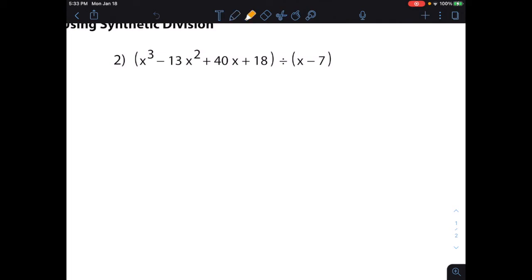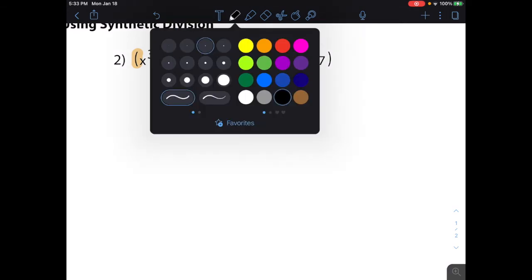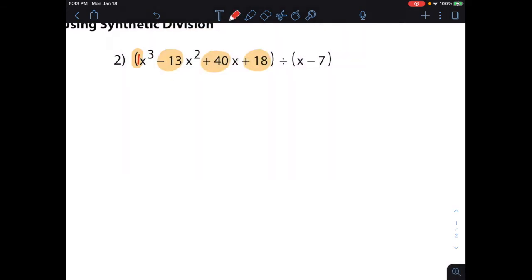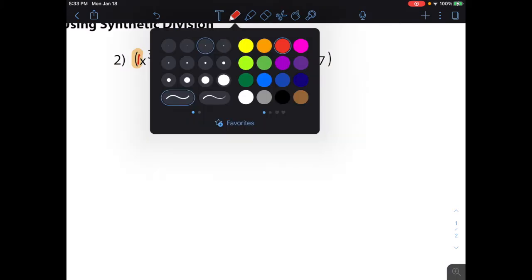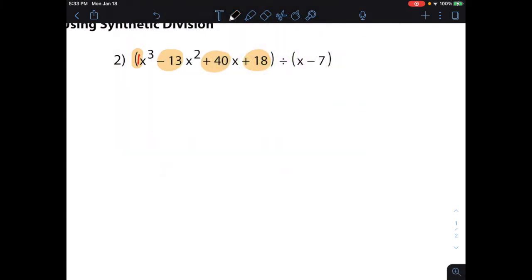All right, so the first thing we want to do when we're doing synthetic division is identify the coefficients on all of the terms here. In the case of the 18, it's a constant. So we have a coefficient there, it's a 1, right? And then we've got a negative 13, we've got a 40, and we've got an 18. The 1's not there, but we can add it, and maybe I should add it in red so we can really see it. So there's a 1 there. We're going to take those coefficients and write them all down: 1, negative 13, 40, and then the constant, 18.